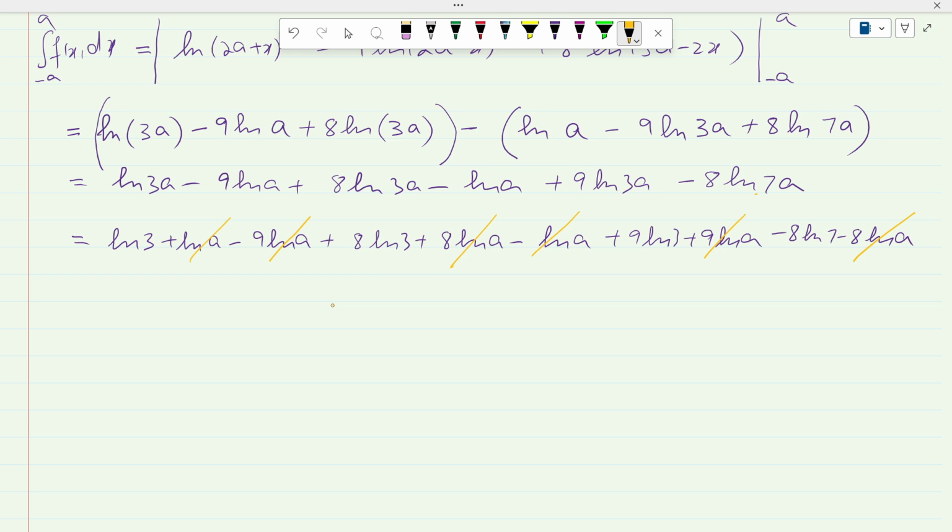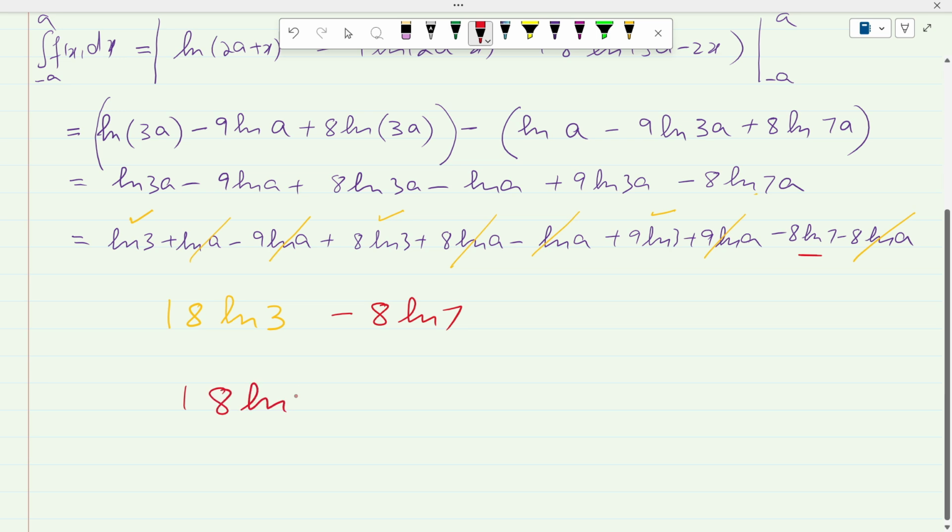So let's see how many ln 3's we have. ln 3, ln 3, and ln 3. So we can add their coefficients. So that would be 18 ln 3. And then ln 7's: there is only 1 ln 7, so minus 8 ln 7. So the final answer is 18 ln 3 minus 8 ln 7.